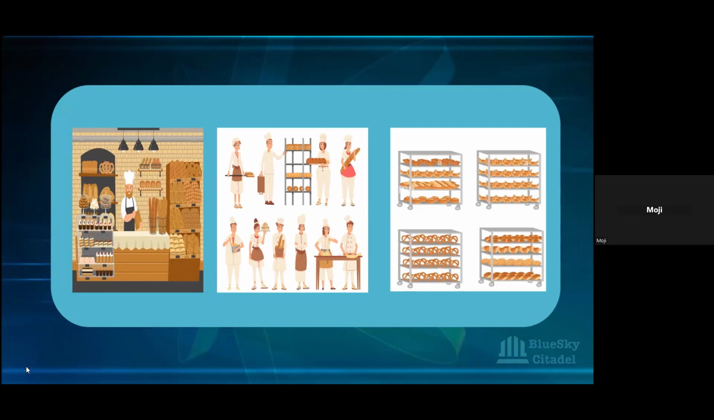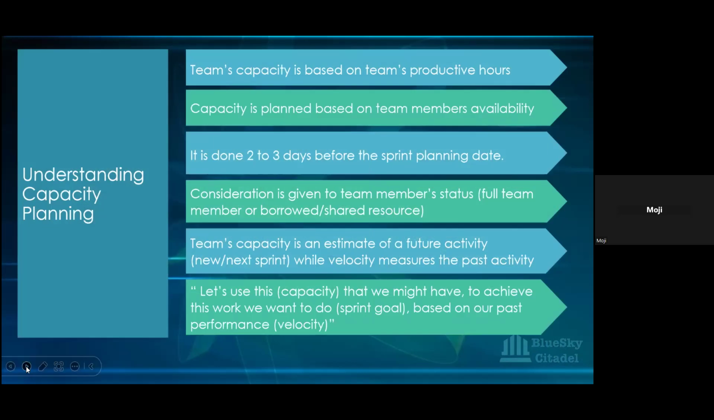Okay, so I'm going to move on to the next thing. There are some things we need to understand when we're talking about capacity planning. The first thing is that a team's capacity is based on the team's productive hours. So I work in a company, I do 9 to 5, and that's 7 hours of work, because definitely you will get your break time and everything. Out of those 7 hours, you will look at it and say all 7 hours is productive, isn't it? Because I'm in the organization and working.